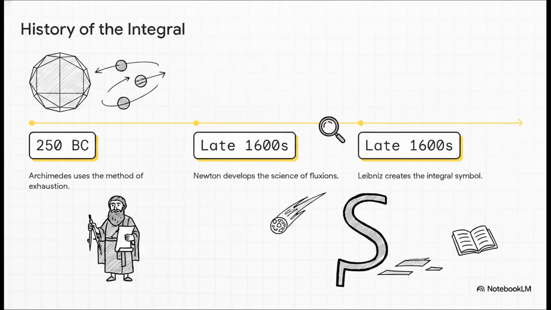The brilliant Archimedes used something he called the method of exhaustion to find the area of circles by cramming straight-edged polygons inside them. But the real game-changing breakthrough happened in the late 1600s, thanks to two rival geniuses. Over in England, Sir Isaac Newton invented the concept to solve complex problems in planetary motion, and he called it the science of fluxions. But right across the channel, the German mathematician Gottfried Wilhelm Leibniz developed the exact same concept completely independently. And actually, we have Leibniz to thank for the notation we still use today.